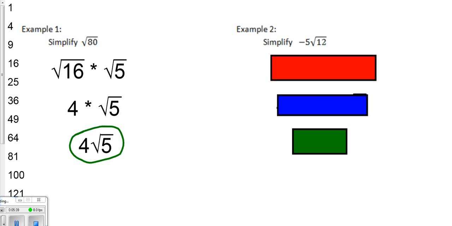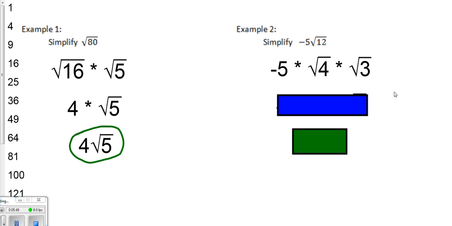So let's look at example 2 then. We have negative 5 square roots of 12. Now what this means is negative 5 times whatever the square root of 12 is. So when we break it down, 12, obviously we can't divide 16 by 12, it's too big. 9 doesn't go into 12, but 4 does. So 12 is 4 times 3, which means the square root of 12 is the square root of 4 times the square root of 3.